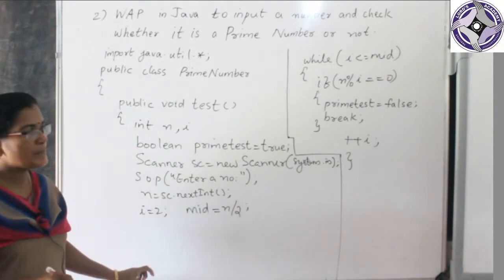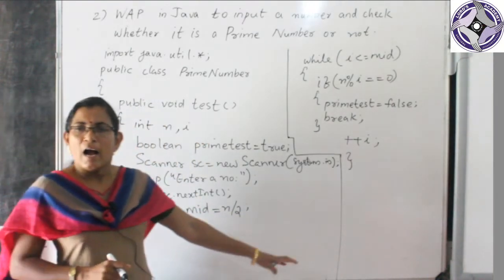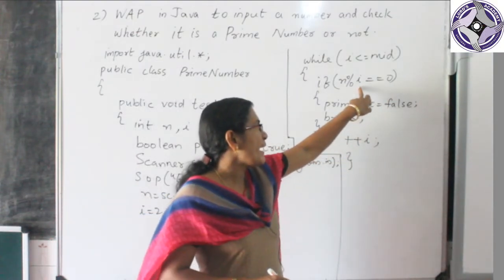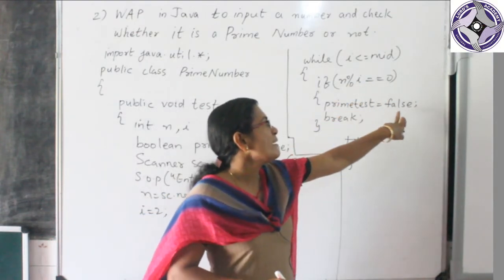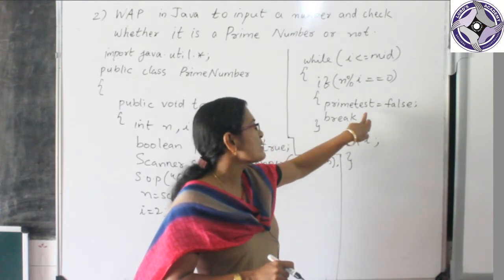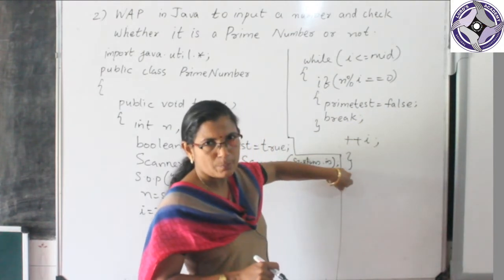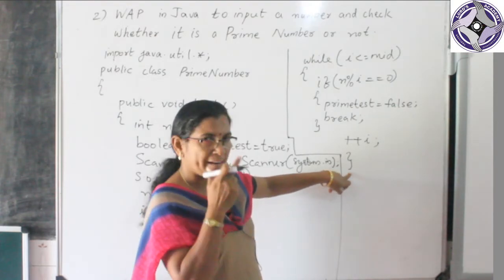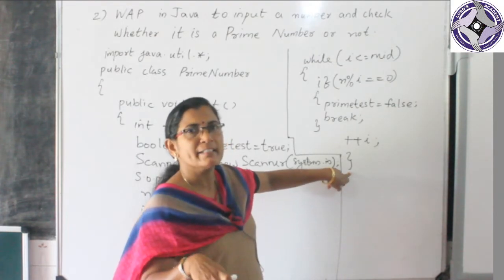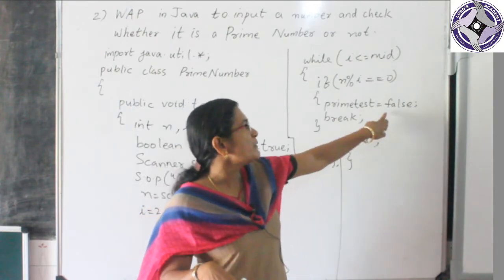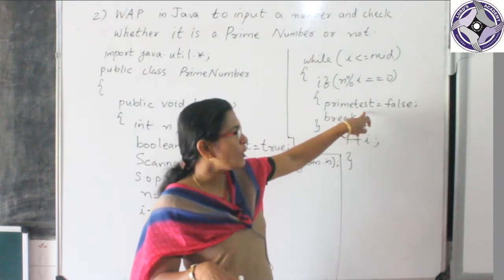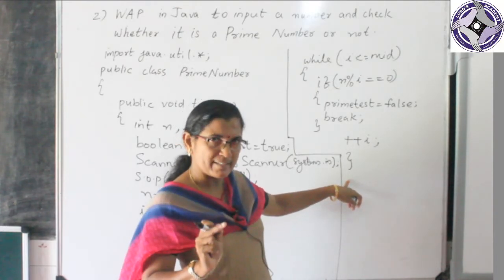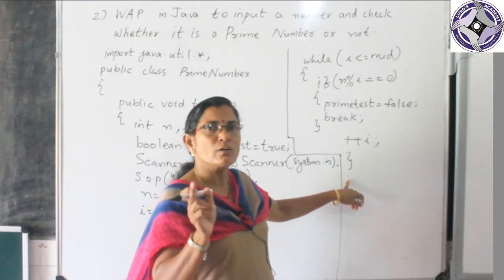Body of the while loop is closed. Outside the while loop, whenever we find I as a factor of n, this prime test will be false and control goes out of the while loop. So, if you find a factor for n other than 1 and the given number, prime test will be false. Now, when you come out of the looping structure, you have to check the value of prime test, whether it is true or false.